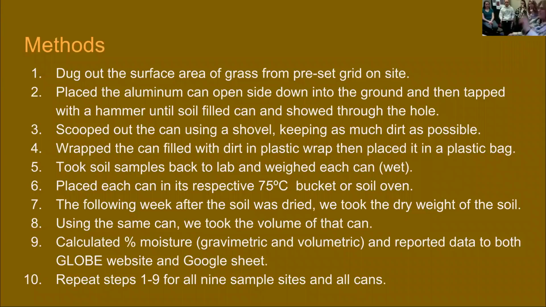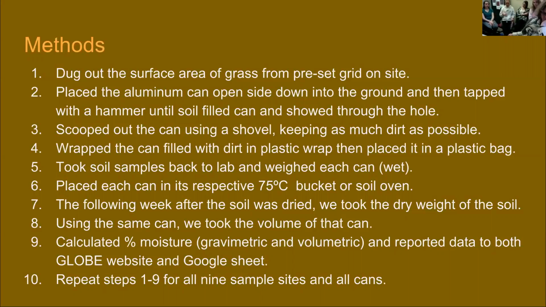Okay, so here are our methods. First, we dug out the surface area of grass from the preset grid on the site, and then we placed the aluminum can open side down into the ground, and then tapped with a hammer until the soil filled the can and showed through the hole. Then we scooped out the can using a shovel, keeping as much dirt as possible. Then we wrapped the can filled with dirt in plastic wrap and placed it in the plastic bag.